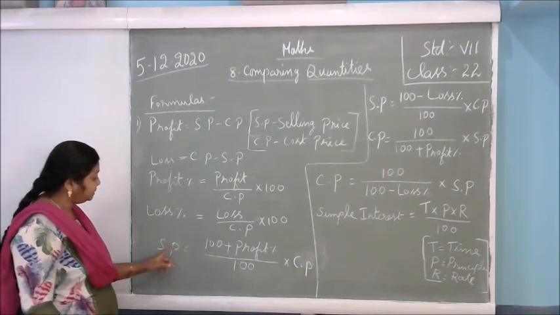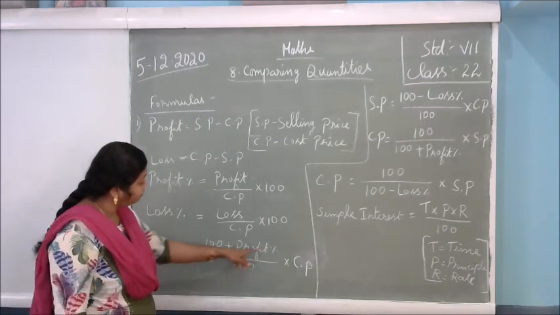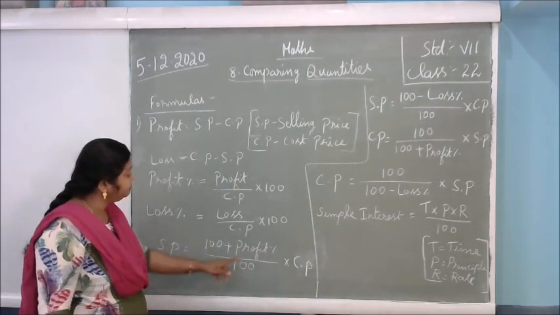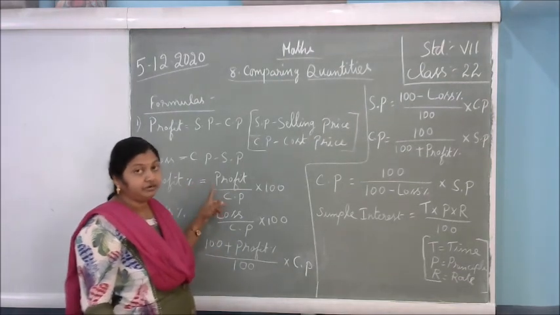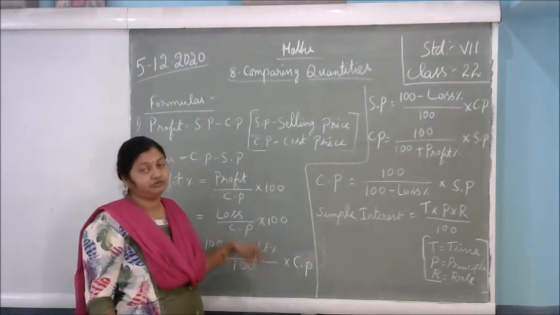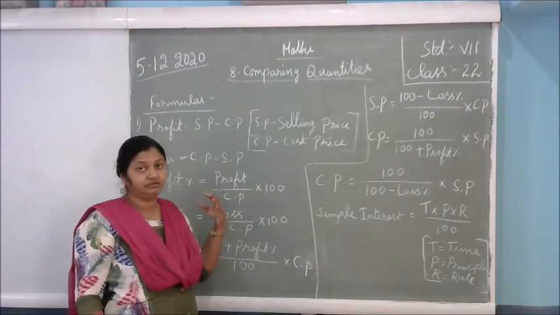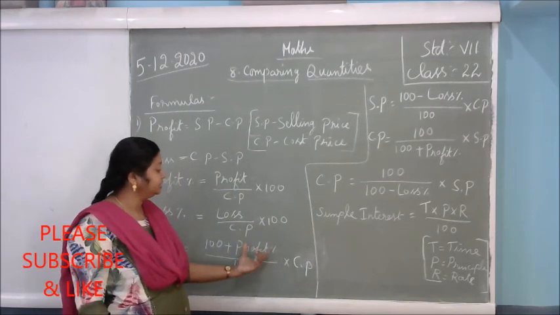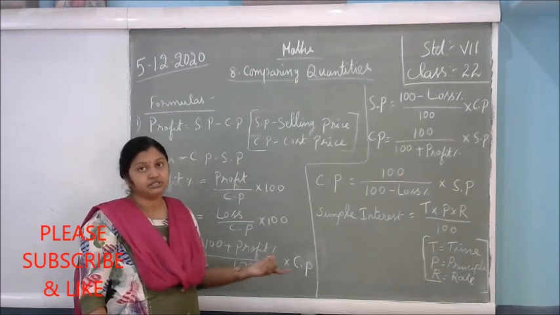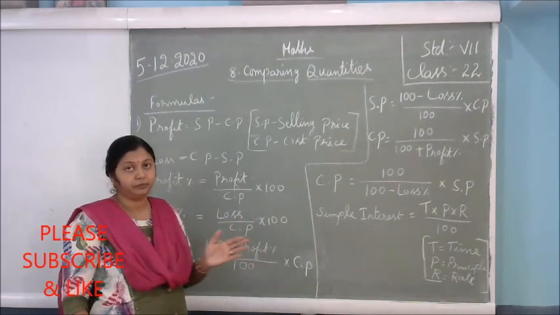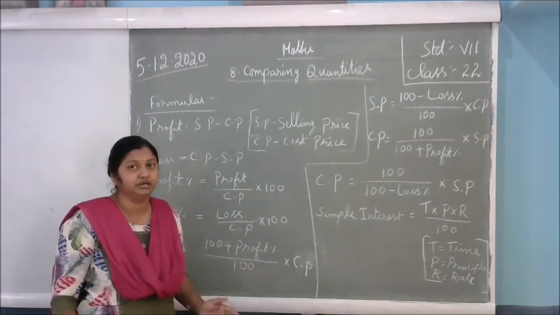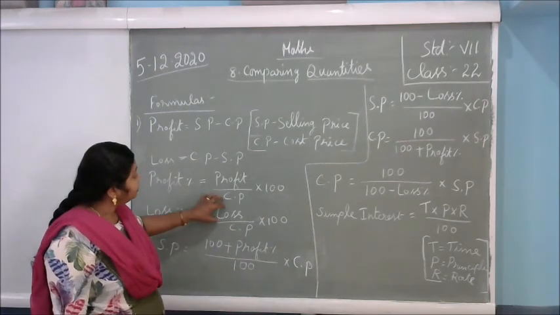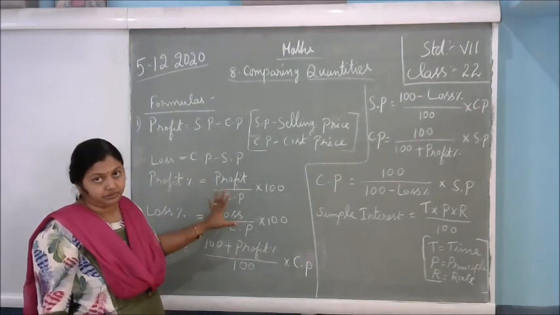SP is equal to 100 plus profit percentage divided by 100 into CP. Profit and profit percentage are different. Profit means they will give the values in money. Okay, profit percentage means they will give the values in percentage. Okay, 30 percentage, 40 percentage, using that symbol they will give the values. So loss and profit they will give the values in money.